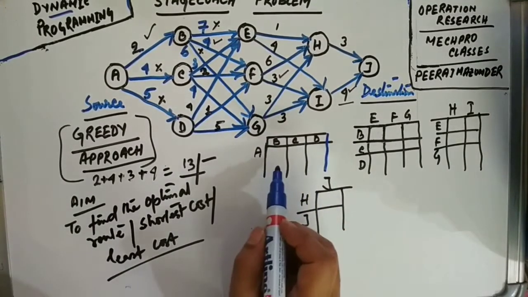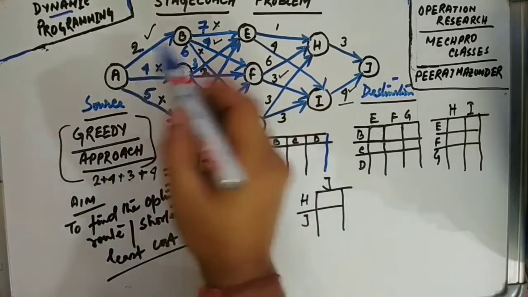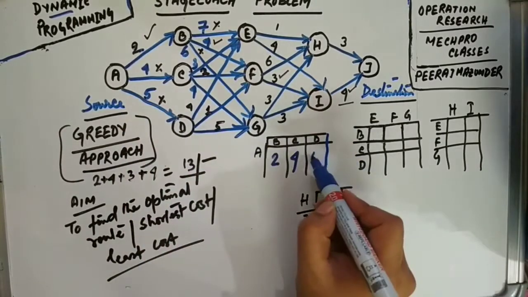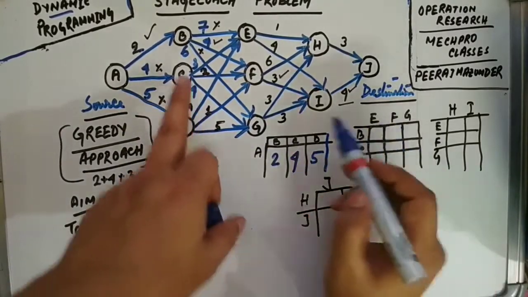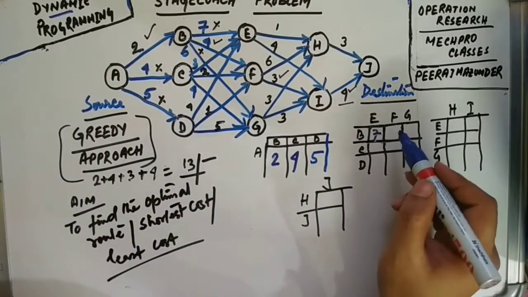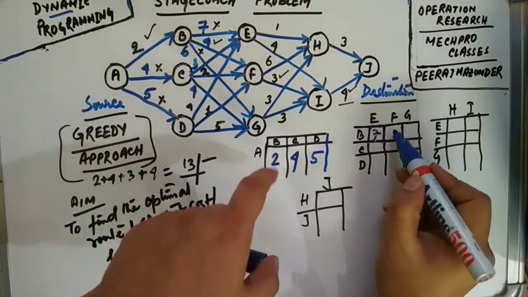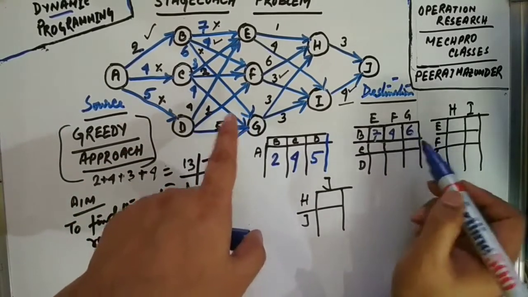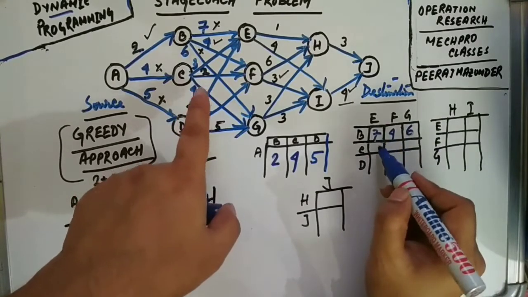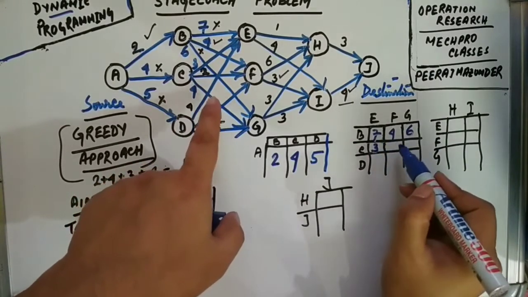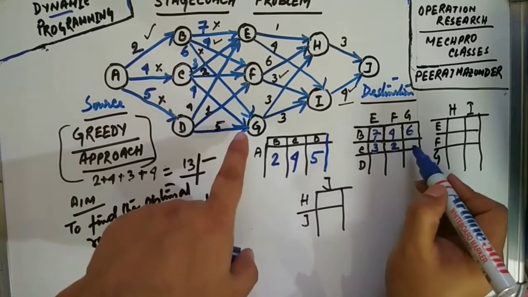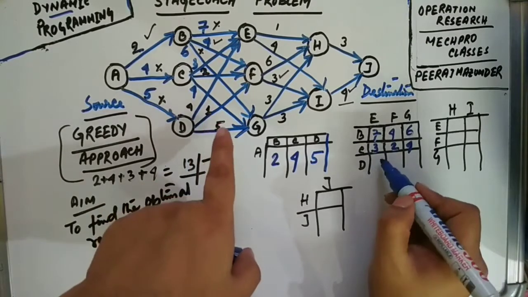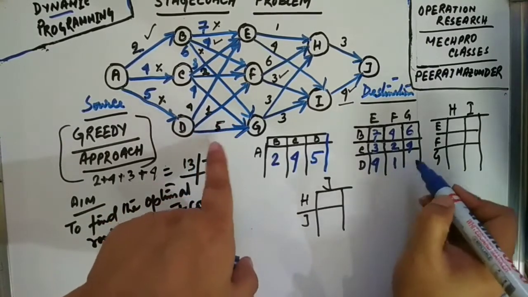Now look, from A to B we have got value 2, from A to C we have got value 4, from A to D we have value 5. Okay, now from B to E, you can see it is 7, and from B to F it is 4, B to G it is 6, and from C to E it is coming 3, C to F it is coming 2, C to G it is coming 4, D to E it is 4, D to F it is 1, and D to G it is 5.